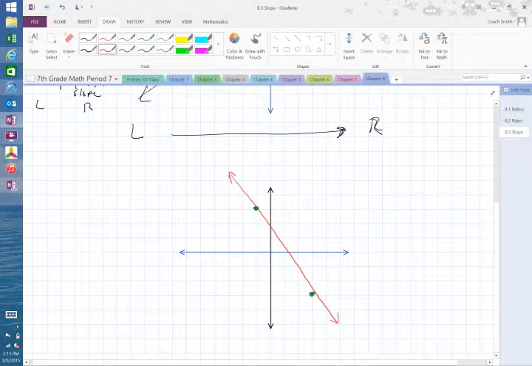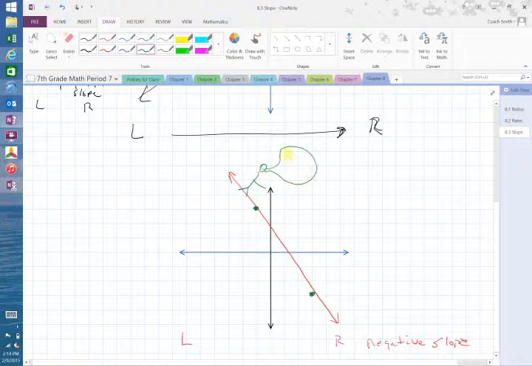Okay. Now, as you move from the left to the right, this is a negative slope because you're going downhill from left to right. In other words, if I was a person walking on this line, I would be walking downhill. Therefore, it is a negative slope. Okay? All right, it's a negative slope.